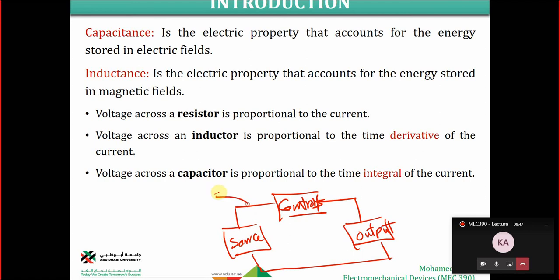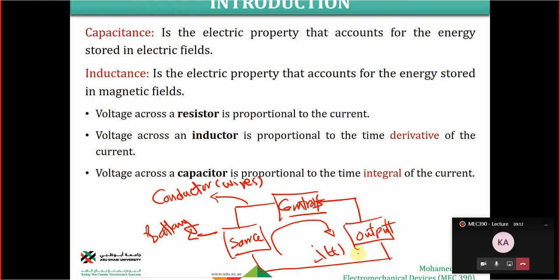These elements will definitely include some conductors. These conductors are the wires. In addition, you should have a source, like a battery, and you should have an output, as we discussed, like an electrical motor, and there should be current. And we said that this current is the representation of the speed of the flow of the electrons through these different elements of the electrical circuit.